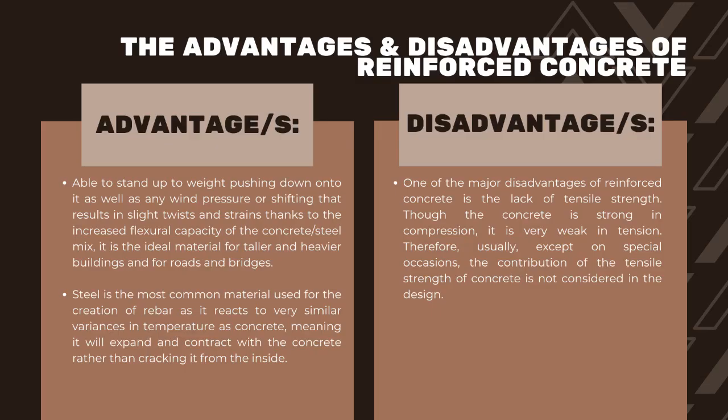The advantages and disadvantages of reinforced concrete. Advantages: able to stand up to weight pushing down onto it, as well as any wind pressure or shifting that results in slight twists and strains. Thanks to the increased flexural capacity of the concrete and steel mix, it is the ideal material for taller and heavier buildings and for roads and bridges. Steel is the most common material used for the creation of rebar, as it reacts to very similar variances in temperature as concrete, meaning it will expand and contract with the concrete rather than cracking it from the inside.